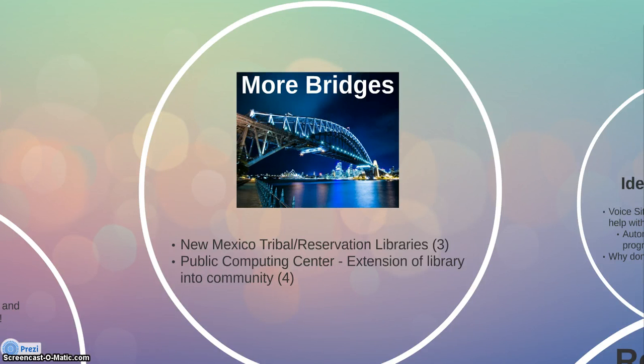Public computing centers as extensions of the library into the community. According to a study performed by the University of Washington, nearly 1/3 of Americans aged 14 and older used a public library computer or public wireless access to access the internet in the past year. The study also claims that 65% of these users were seeking information for persons other than themselves.